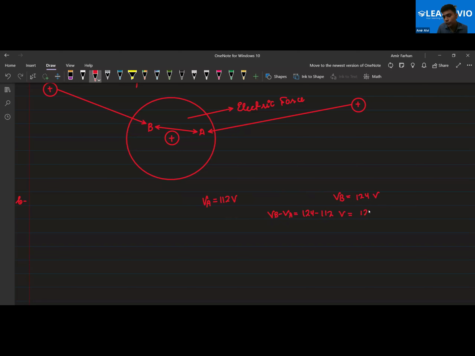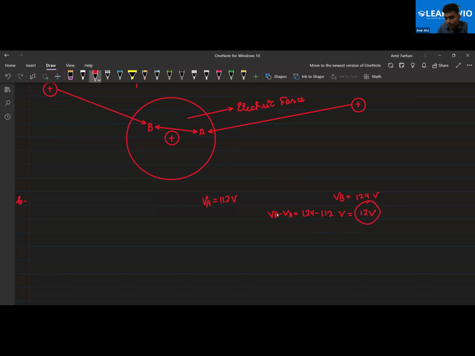Am I clear to all of you? It means that when you take a charge from point B to A, because B is at greater potential and A is at lower potential, whenever you are going from B to A, it means that you are doing 12 volts of work done.